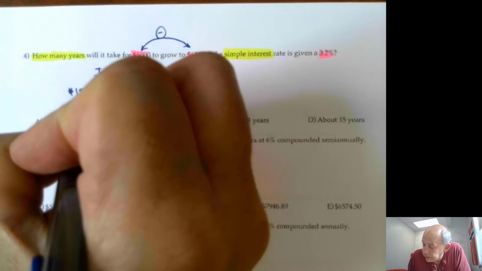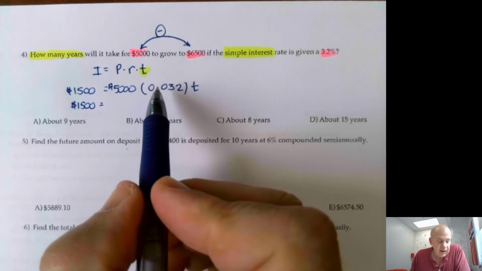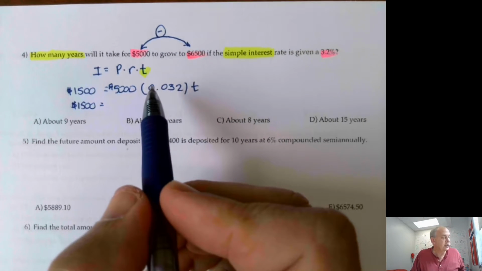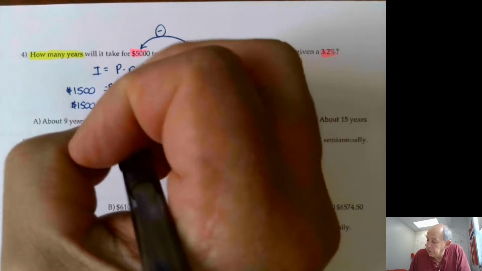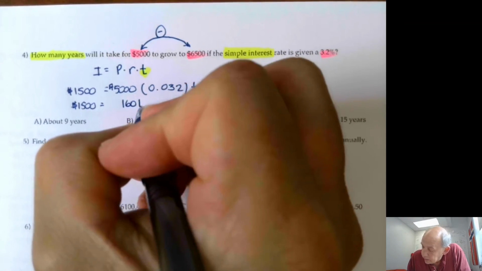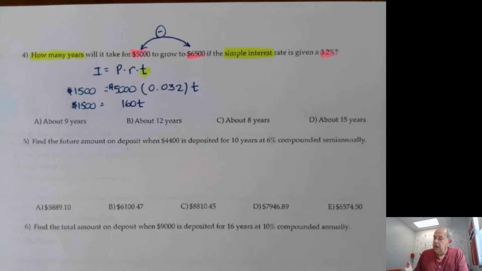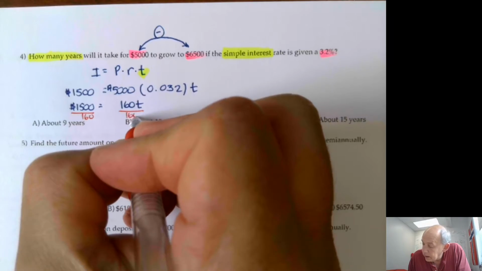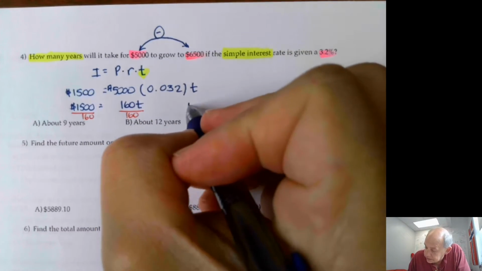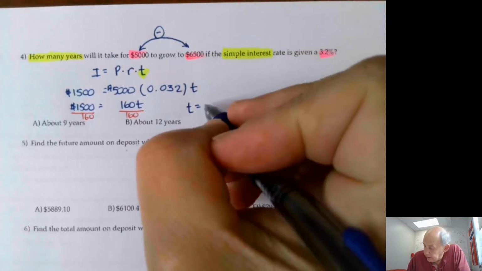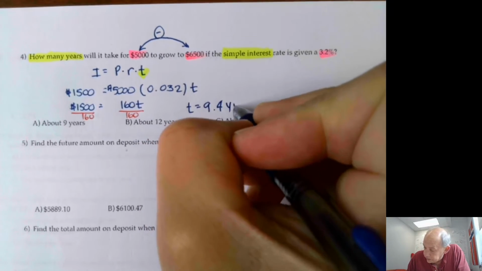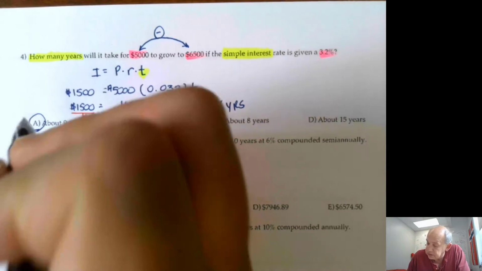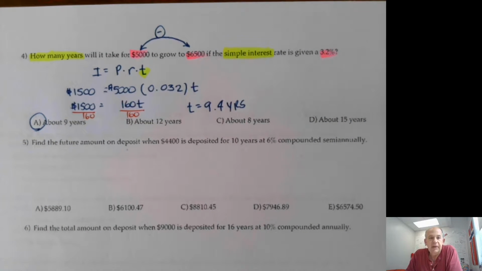I have 1,500. 5,000 times 0.032, that's going to give me 160. There is my t. I divide both sides by 160, and when I do this, I get a t of 9.4 years for this to happen under these conditions. My answer is A, about 9 years. So there's how you do one like that. You're solving for a different unknown.